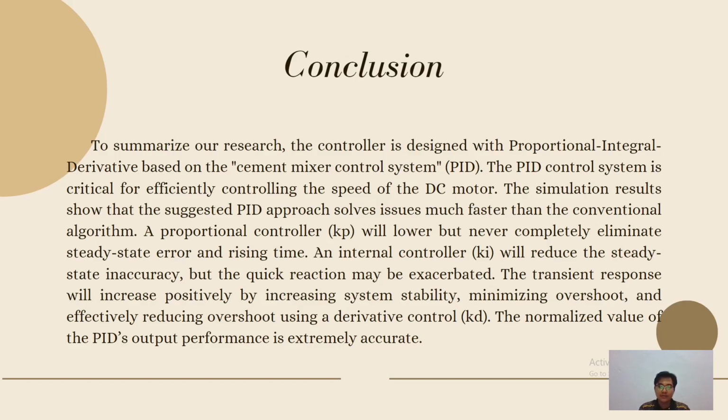A proportional controller will lower but never completely eliminate steady state error and rise time. An integral controller will reduce the steady state inaccuracy, but the quick reaction may be exacerbated. The transient response will improve by increasing system stability, minimizing overshoot, and effectively reducing overshoot using derivative control. The normalized value of the PID's output performance is extremely accurate.